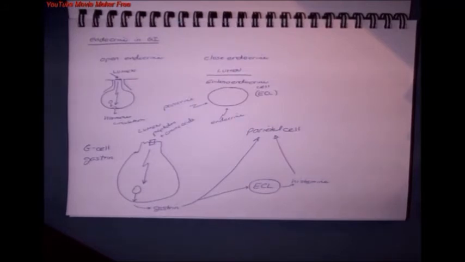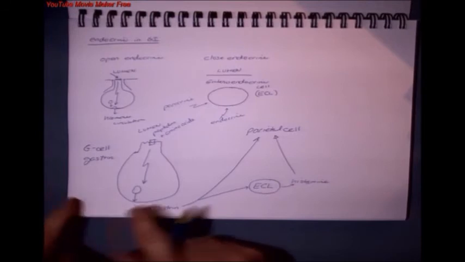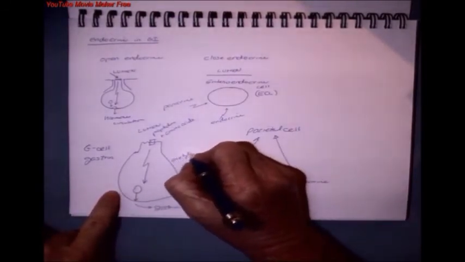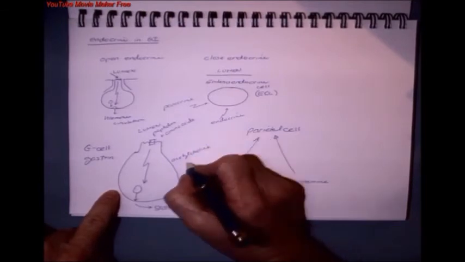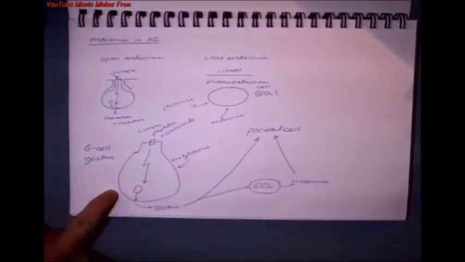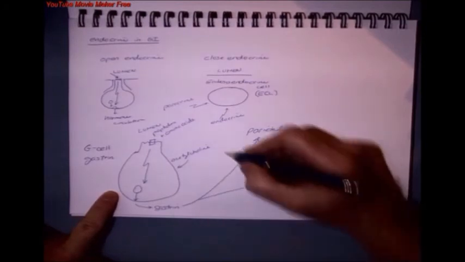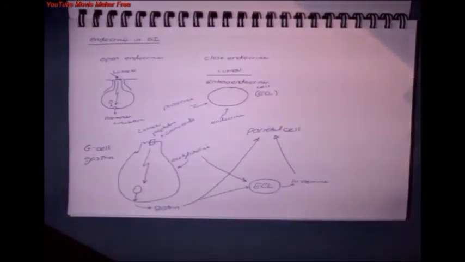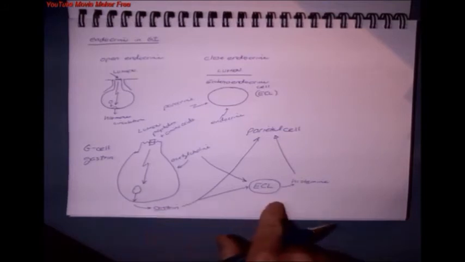Now that's the hormone. We talked about the parasympathetic activating the parietal cell, and the parasympathetic will also send out acetylcholine to bind to the G cell, as well as the ECL cell. And this will also activate gastrin and histamine secretion.